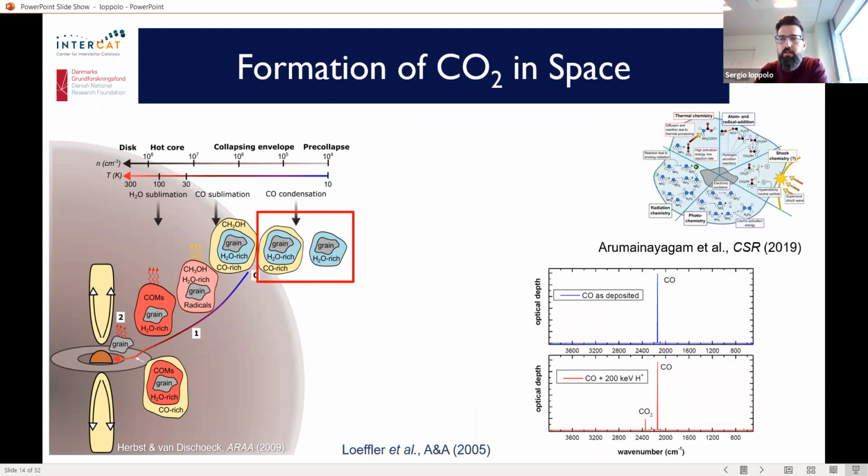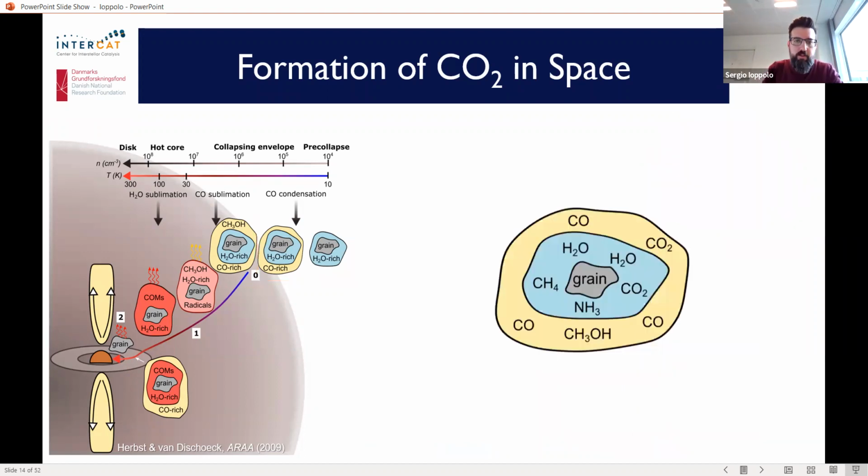But if you also think about all the other mechanisms that I mentioned before, the energetic ones, then even if you have just pure CO in a later stage or CO in a water-rich environment, you do form CO2 through the irradiation of CO. So here you see an experiment of ion irradiation of pure CO, and the formation of CO2. And this is just an example. So energetic processing like photolysis, cosmic rays irradiation, electron irradiation of carbonaceous species can lead to the formation of CO2.